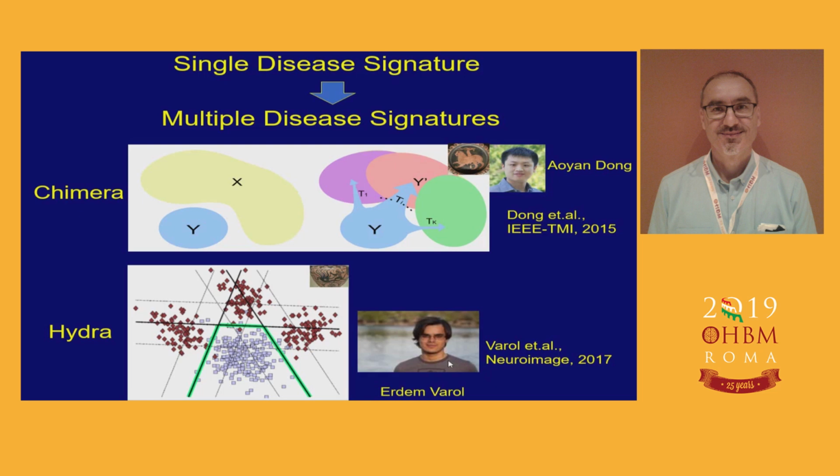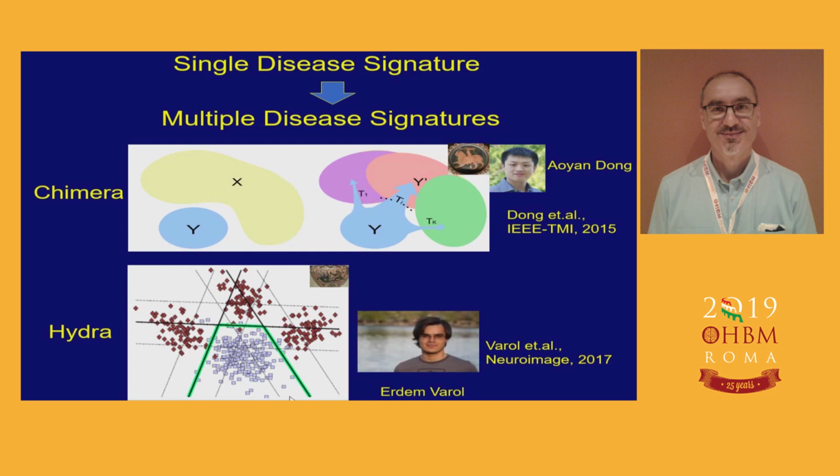And we built two methods. These are two very bright engineering students from Penn. One is Aoyan Dong, who is now in industry, and the other one is Erdem Varol, who is now at Columbia University. Both of these methods assume that there's a control group and there's a number of transformations in this approach that map this probability density function to a broader, more heterogeneous probability density function via a number of transformations that we don't know, but we're trying to find them out from the data using a generative approach.